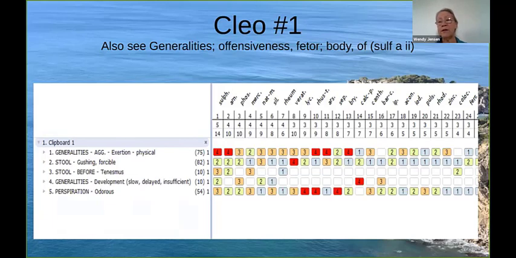We left it in there because perspiration, you might not see a sweating dog, but of course you'll see other species sweating. So you can use that, the horse. But another thing I've written across the top, another rubric you can use instead, is under generalities, offensiveness, fetor, of body. So that's another good one. And if you had looked and found perspiration, odorous, you'd find the cross-reference leading to the other rubric that you could also use. And sulfur was a 2 there, a second grade.